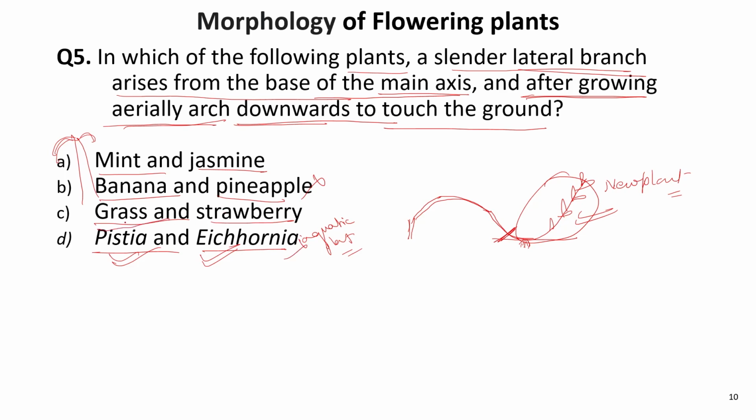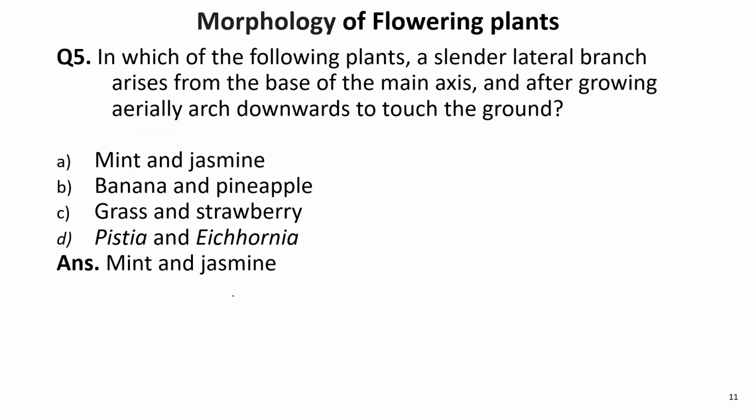Grass and strawberry, this also doesn't happen in these two cases. So this is also incorrect. But yes, in mint and jasmine, such things occur: one of the branches may grow for a certain duration of time and later it touches the ground. Okay, like this. So mint and jasmine is the correct answer.